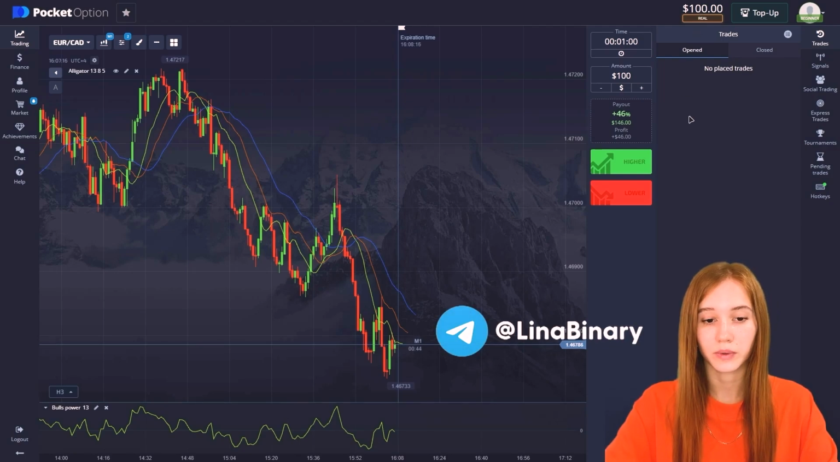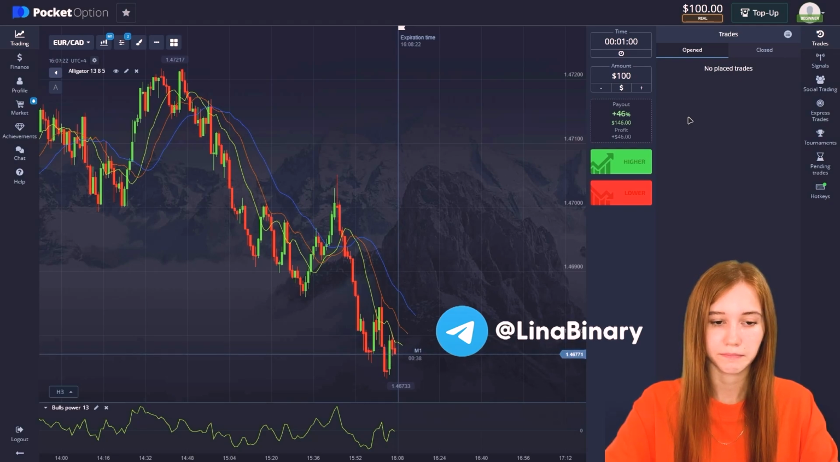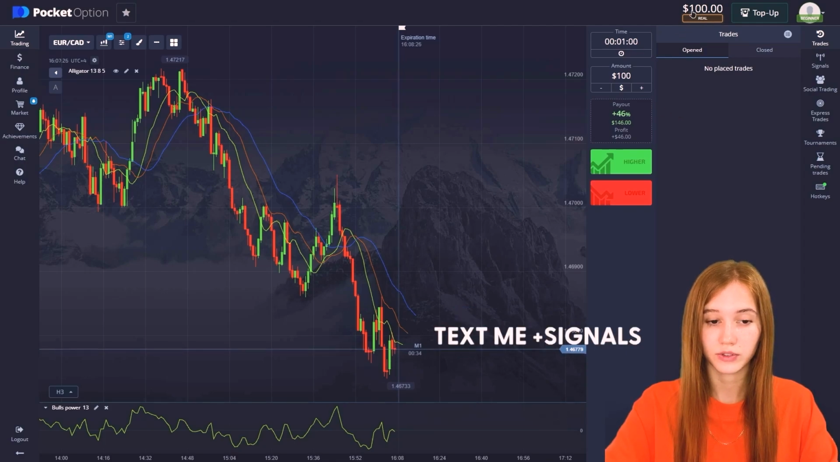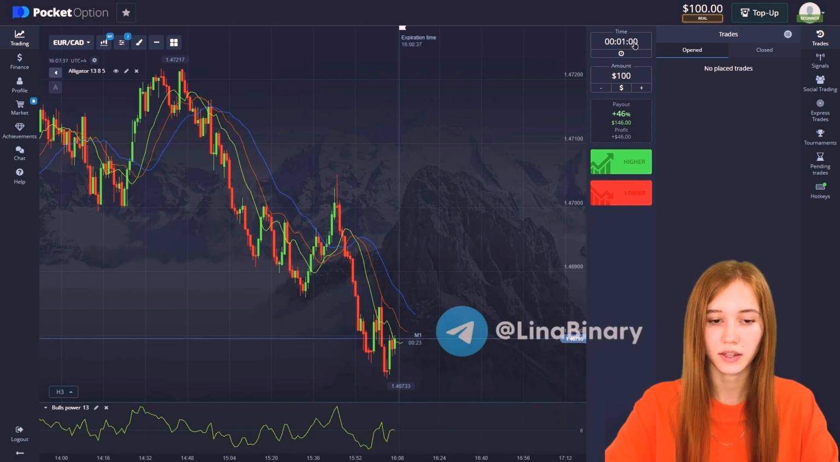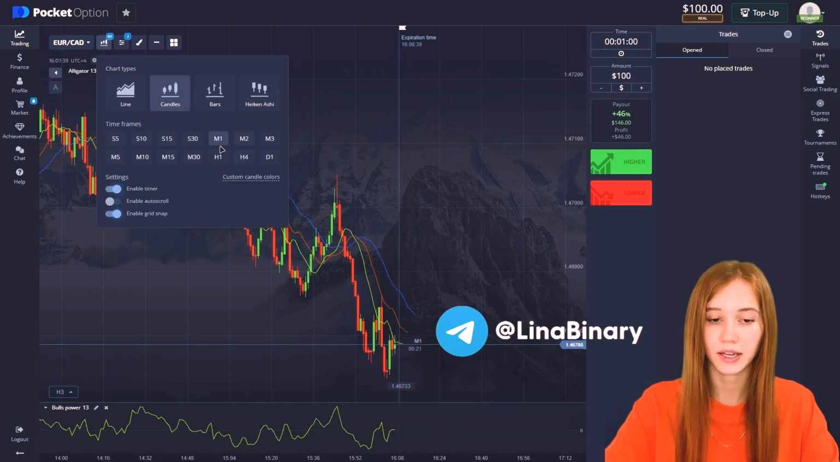So $100 is the deal amount for today. There will be minute trades. Let's start our trading. So there will be minute trades, as I said, therefore we include a minute time frame and candles.